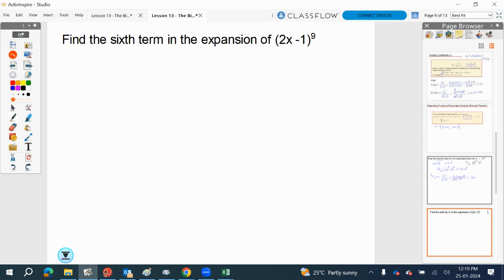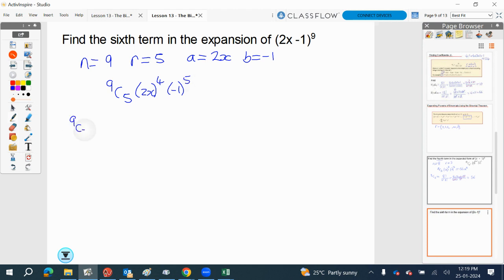All right, let's have a look. So what is the value of n? What is the value of r? What is the value of a? What is the value of b? So we are going to have 9c5. We're going to have 2x to the 4. We're going to have minus 1 to the 5.